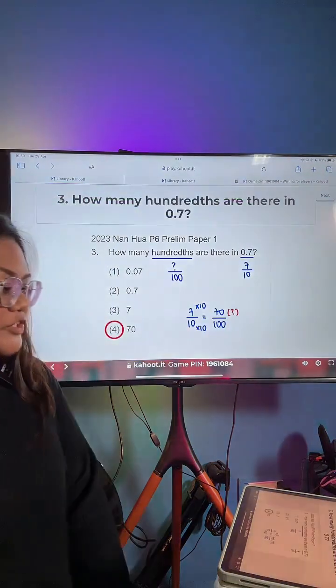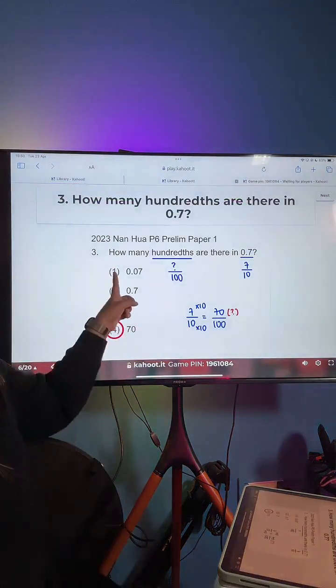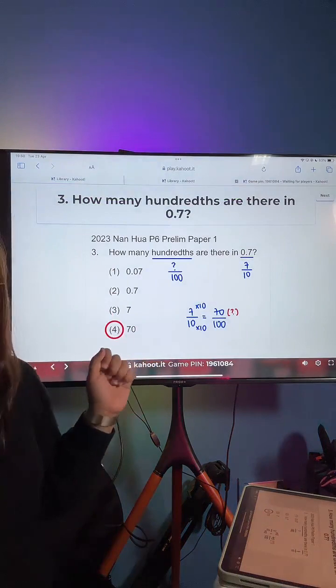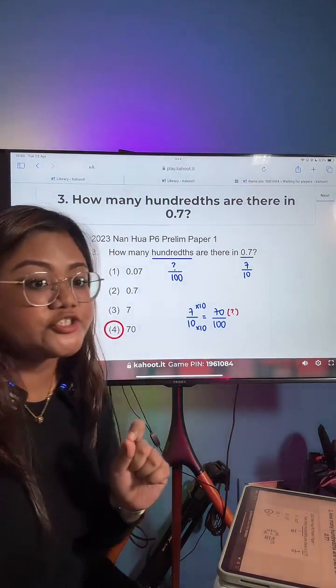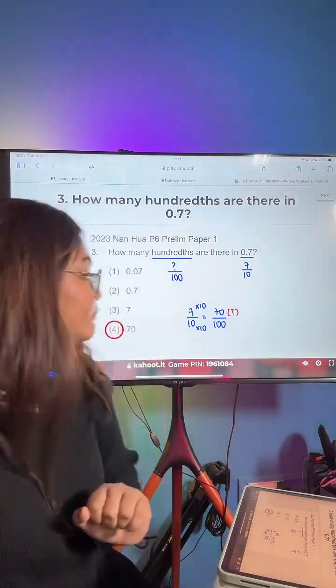Okay, let me explain this question number 3. This was from the Nanhua Prelim Paper 1. By the way, guys, these are all Paper 1 questions. You should not use your calculator, yeah?